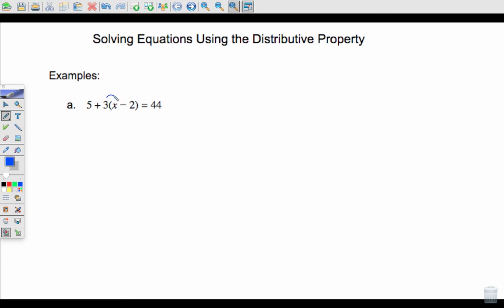Okay, what you want to do first is distribute the 3 to both terms in the parenthesis. So when I distribute the 3, I bring down the 5 plus 3 times x is 3x, and then 3 times a minus 2 is going to be a minus 6. Okay, so step 1 is the distributive property.